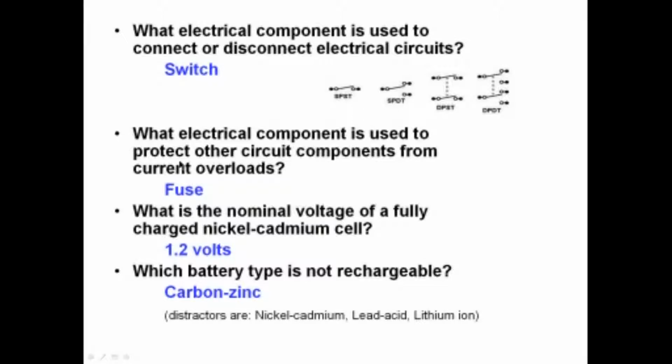What electrical component is used to protect other circuit components from current overloads? It's called a fuse, and what it does, if too much current goes through it, it just melts, breaks the circuit, and current stops flowing. You've all blown a fuse at some point or other. I mean in an electrical circuit, not in dealing with people. Although you may have done that too. But the fuse melts and prevents the overload from damaging other circuits.